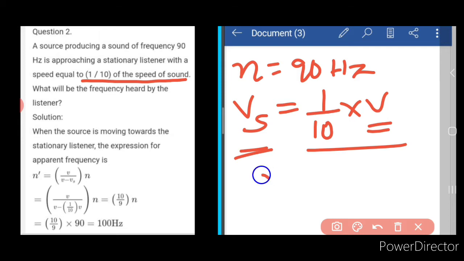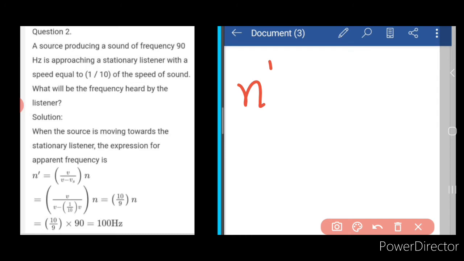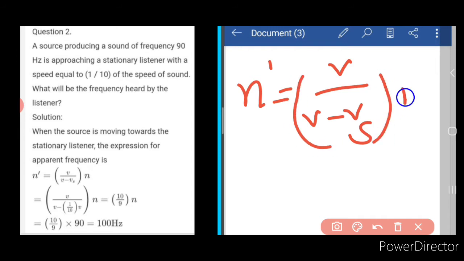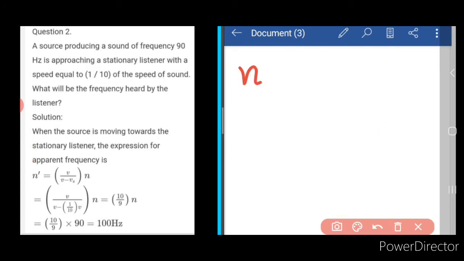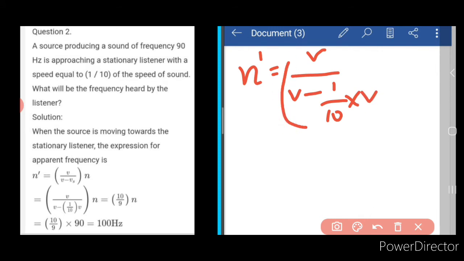Now, when the source is moving towards the listener, the apparent frequency is given by the expression n dash, equal to V divided by V minus Vs, into the frequency of the source. Now here we are going to substitute Vs and the frequency of the source. If you substitute, you will get n dash is equal to V divided by V minus 1/10 into V, into the frequency of the source, that is 90.